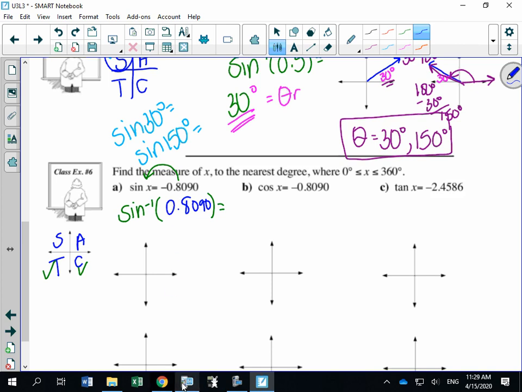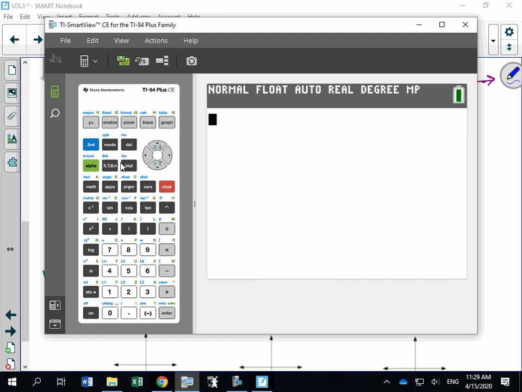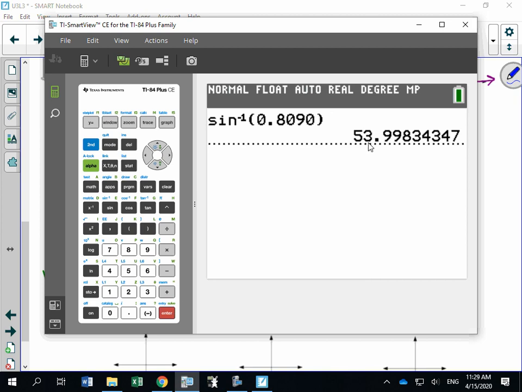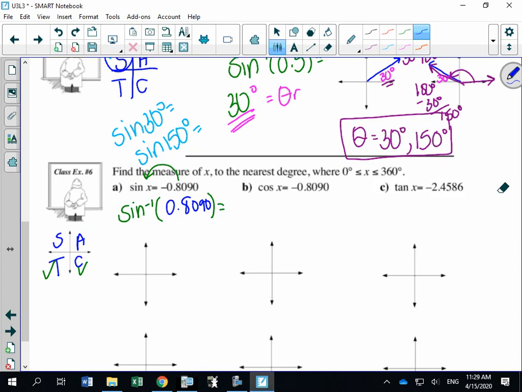So I'm going to go to my calculator. I'm going to clear what I have from the previous question. And I'm going to find the inverse sine of 0.8090. And I get, they want it to the nearest degree, so I'm going to write 54 degrees. Now, remember, that is always your reference angle. The number that spits out is always going to be your reference angle.